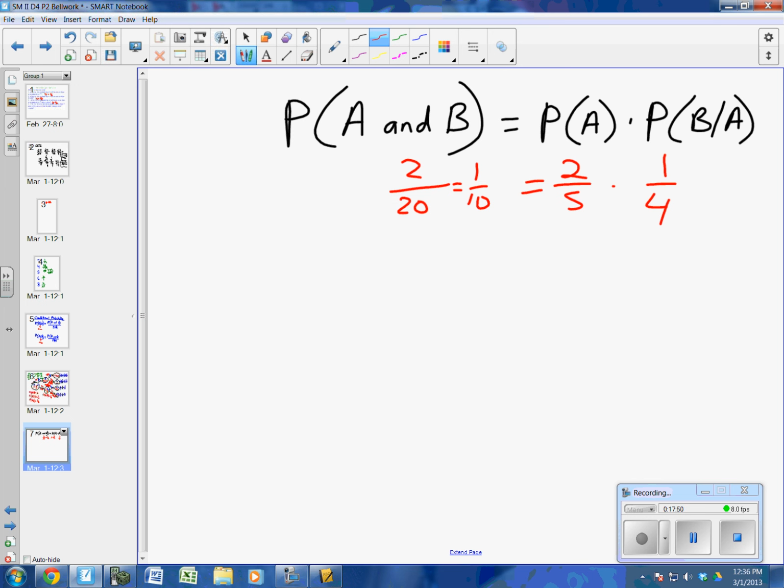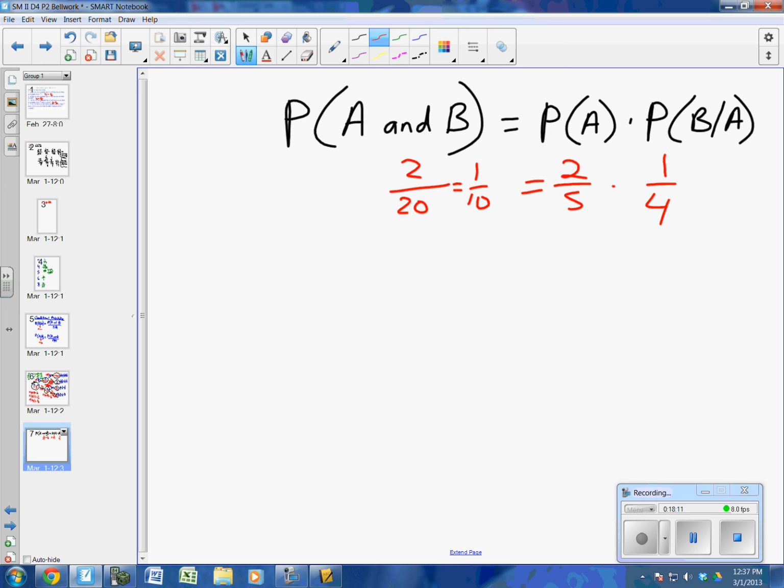And so this is what we're trying to do today, and I'm just showing you this: the probability of A happening first times the probability of B happening given that A happened is 1/4, and you multiply those together and you get 1/10, and that's the probability of A and B happening. Does that make sense? A and B are going to happen.